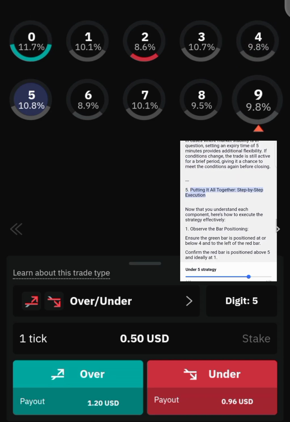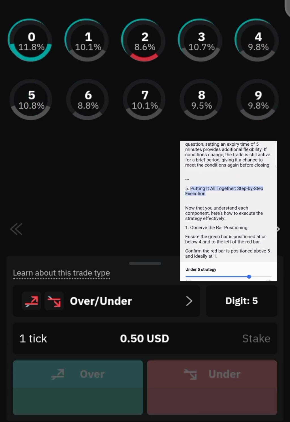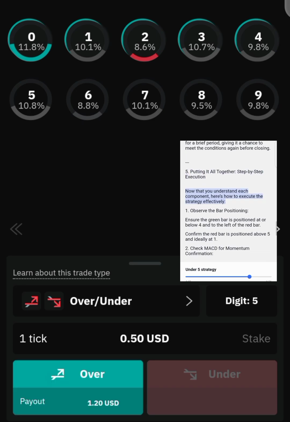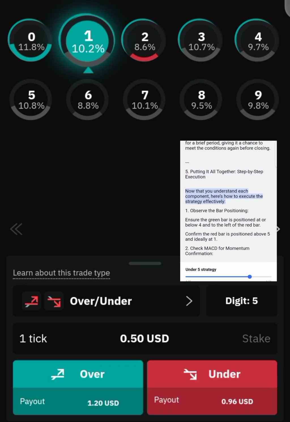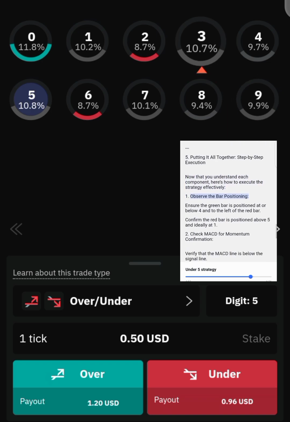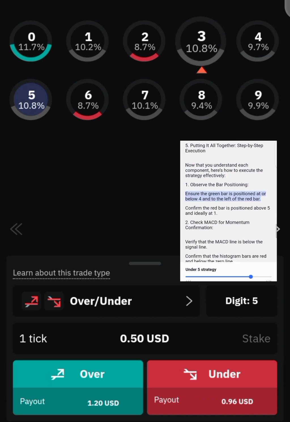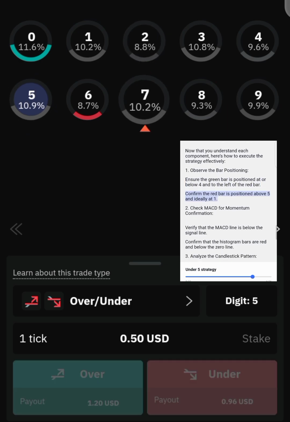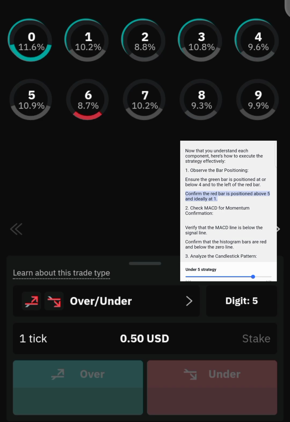5. Putting it all together, step-by-step execution. Now that you understand each component, here is how to execute the strategy effectively. 1. Observe the bar positioning. Ensure the green bar is positioned at or below 4 and to the left of the red bar. Confirm the red bar is positioned above 5 and ideally at 1.